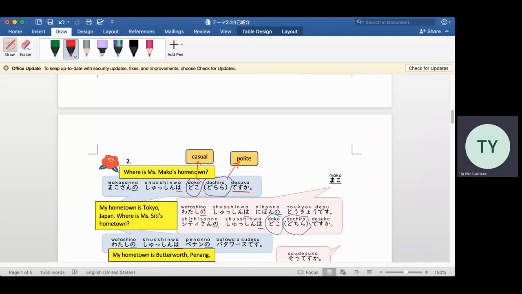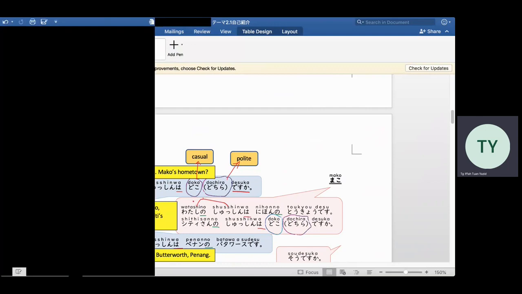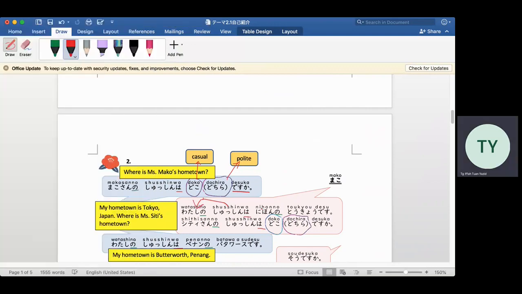Okay. Watashi no shushin, my hometown. The shushin belongs to watashi. So my hometown wa Nihon no Tokyo desu. Tokyo, Japan. In English, you have to say the smallest to the largest, right? Japanese, largest to smallest. Nihon no Tokyo desu. The no here is a comma lah. Okay. Nihon no Tokyo desu.